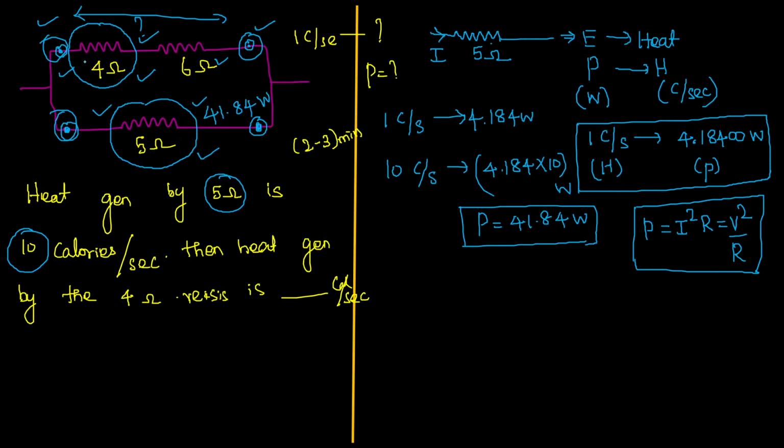You got it, na? Yes. So let us proceed further. The power is clearly given as 41.84. I am talking about the 5 ohm resistor, which is equal to V square divided by R. From this I can say V square equals 41.84 into the resistance value, 5.